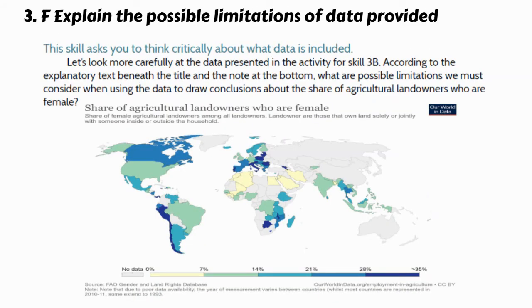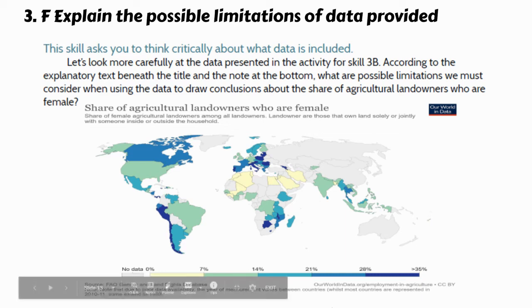All right, 3F, explain the possible limitations of data provided. We haven't seen something like this before, so this one is important. This is the challenging explain, the one about the degree to which something is or is not true. This is asking you to think about not only what data is included, but what data isn't included. So we talked about this map, the share of agricultural landowners who are female.